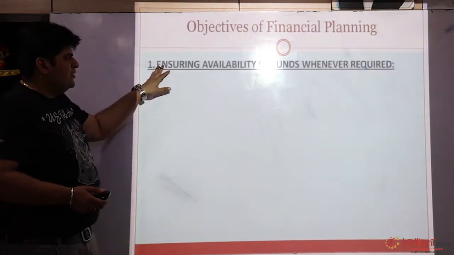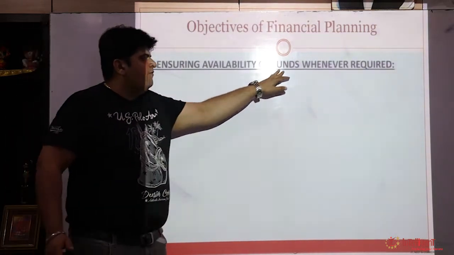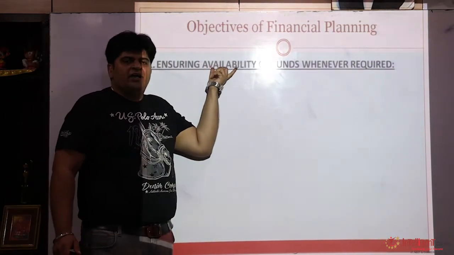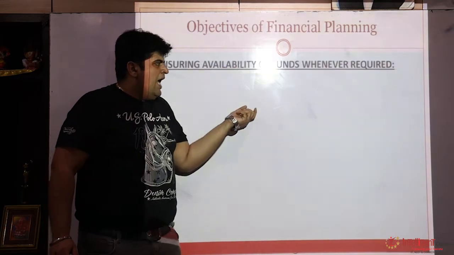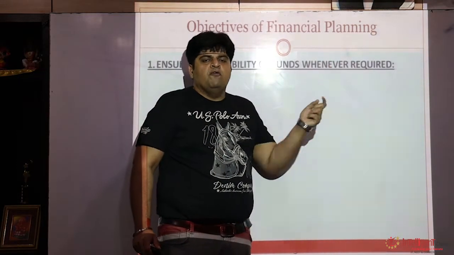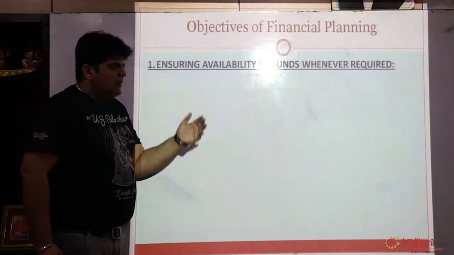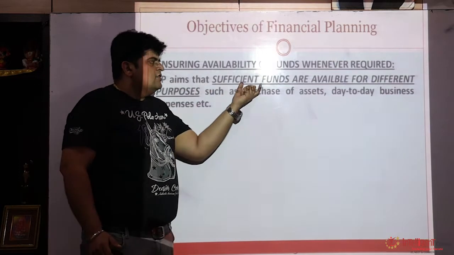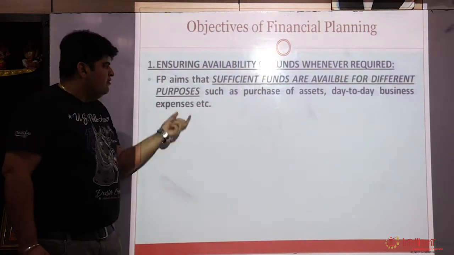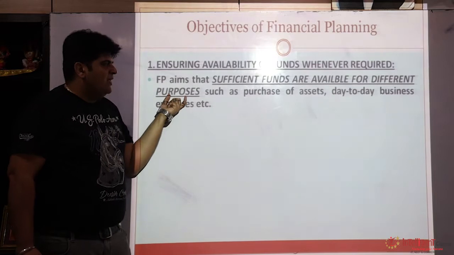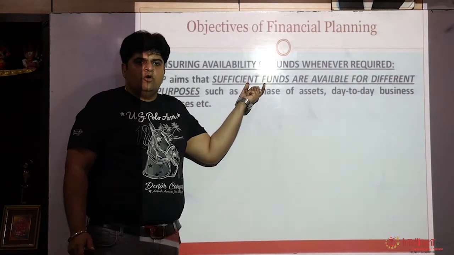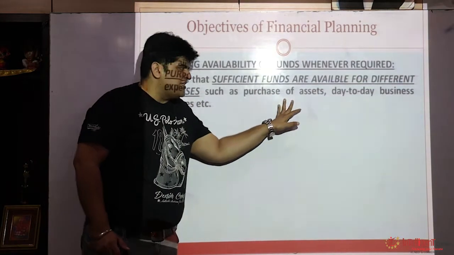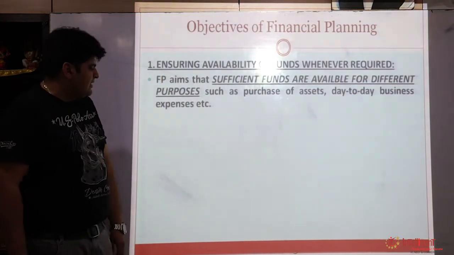The first point says ensuring availability of funds whenever required. When I say availability of funds, again I am talking about quantity, and when I am saying whenever required, obviously I am talking about timing. Let's see how we explain this point. Financial plan aims that sufficient funds are available for different purposes. When I say sufficient fund, it is about quantity, and when I say different purposes, there is timing, such as for purchase of assets, day-to-day business activity expenses, etc.